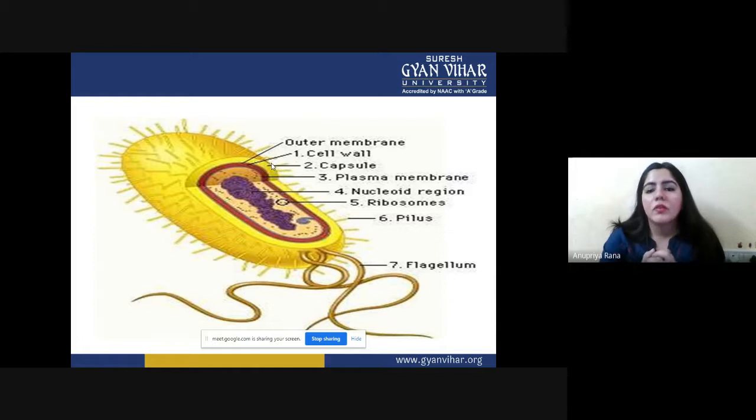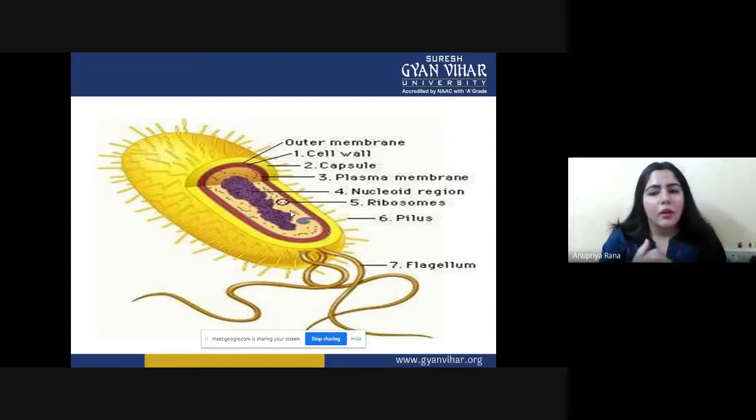The third thing that comes inside, this red one you can see here, is the plasma membrane. The plasma membrane is the membrane which covers the cytoplasm inside the cell. This is the dispersed nucleic region. There is no definite shape of the nucleus like in the eukaryote cell. A particular membrane-bound nucleus is not present in the prokaryote cell. So the nucleotide region is basically just dispersed throughout the cell.